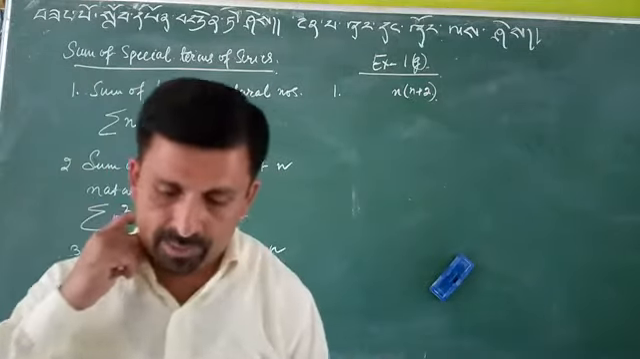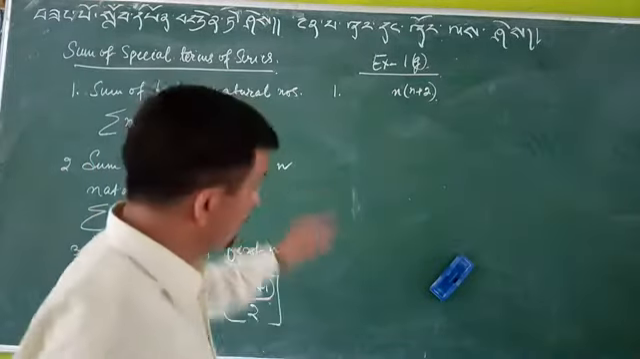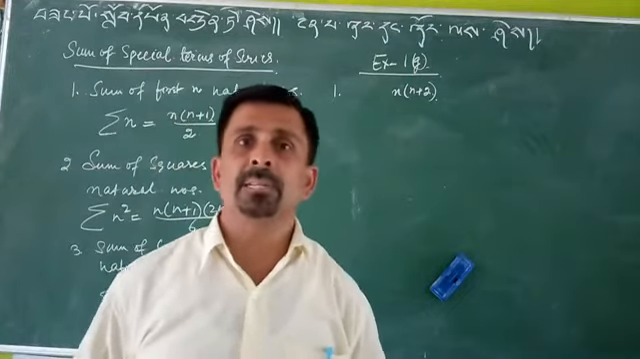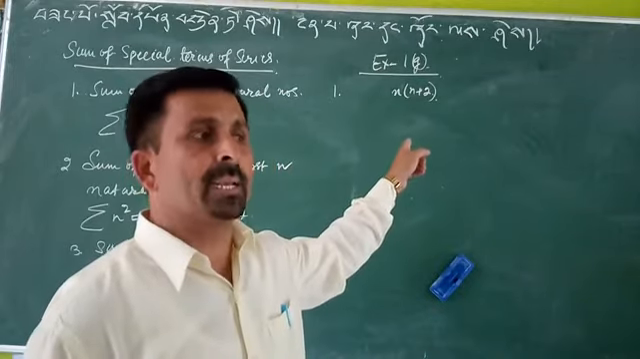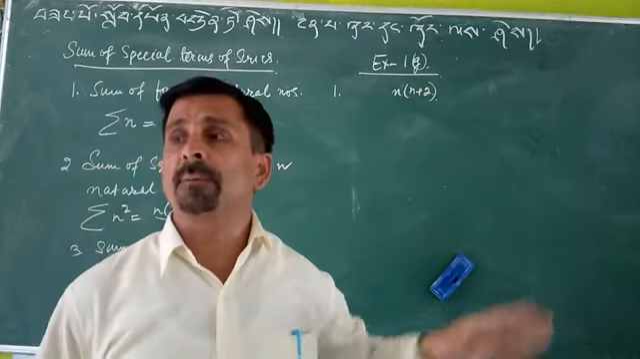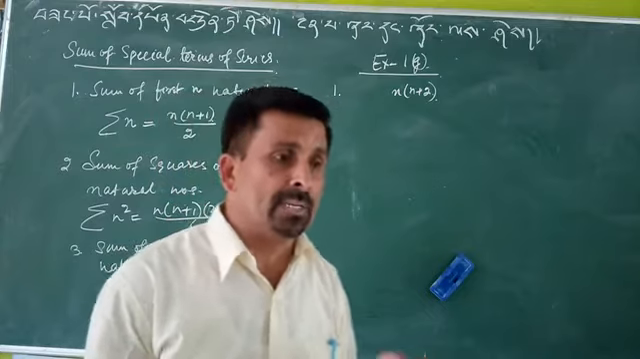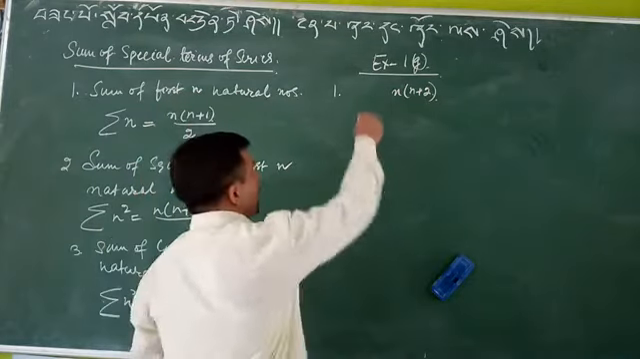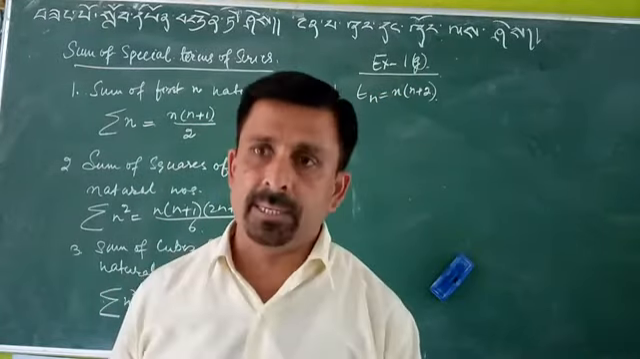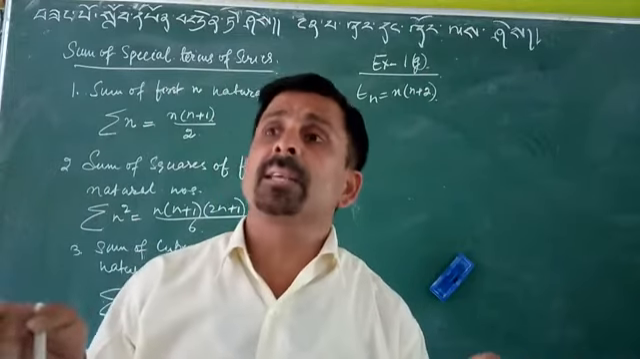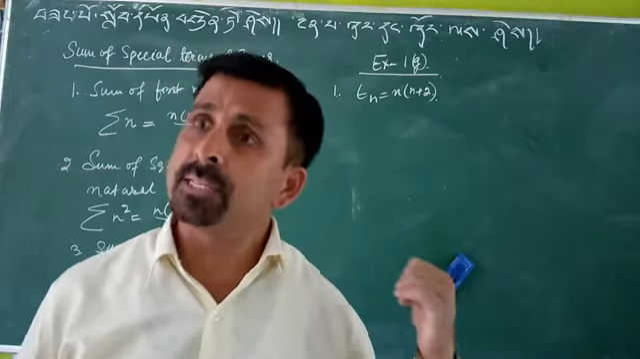The first question here is: find the sum of n terms of the given series, whose nth term is this. This is a series given to you by means of its nth term. We can write this as Tn is equal to this, where Tn represents the nth term of a series. So we are given a series by its nth term, and we have to find the sum of all the terms of this series.